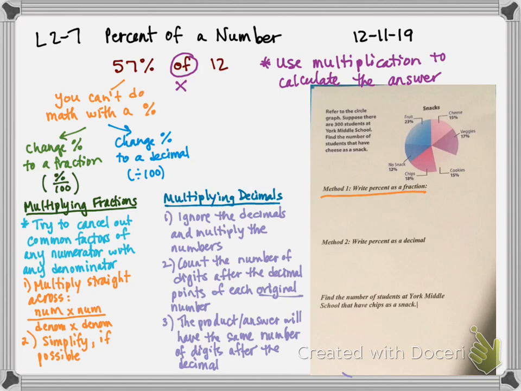All right, so let's look at the situation we got here. We got a circle graph with, looks like 300 students at this York Middle School, and we need to find the number of students that have cheese as a snack. All right, so we have to look through this, and we need to find where it talks about cheese. And I see it right here, and it says cheese is 15%. So I'm going to write that here. Cheese is 15%. So 15% of the students at this middle school have cheese as a snack.